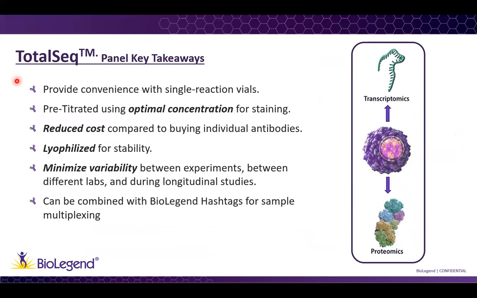Now it's time for another summary. So let's see the panel key takeaways. The panels provide convenience with single reaction vials. These vials are pre-titrated using optimal concentrations for staining. Something you will like is that using a cocktail will reduce cost compared to buying individual antibodies. Panels come lyophilized for stability. Also, using the panels will minimize variability between experiments, between different labs, and during longitudinal studies. And the panels can be combined with BioLegend hashtags for sample multiplexing.